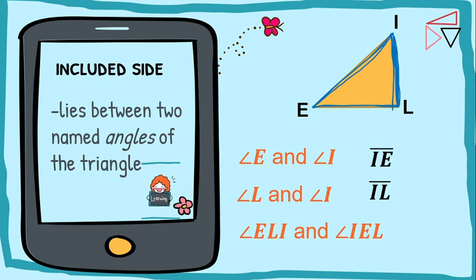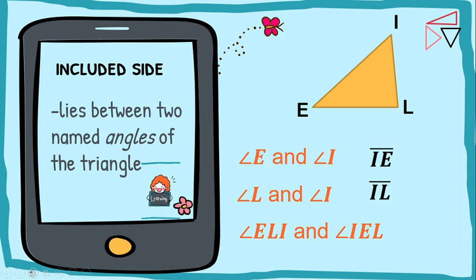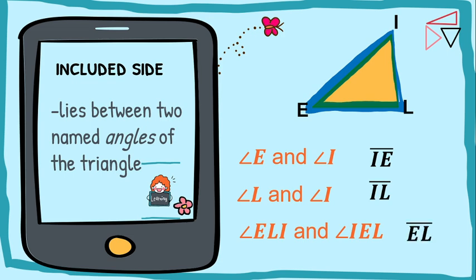Now, for angle ELI and angle IEL. Again, let's erase. And then let's use highlighter. So, we have here angle ELI, and angle IEL. So, here. IEL, ito. And then, ito yung ELI. So, what is the side between the two angles? Okay. That is side EL. So, ito.